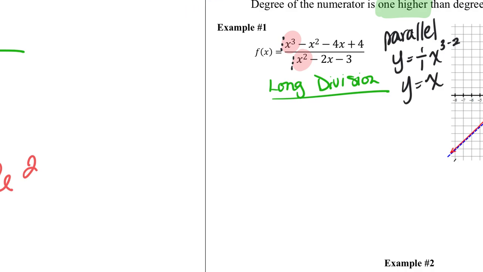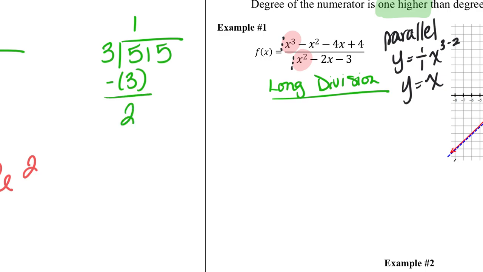If I had, let's say, 3 divided into 515. Well, old school math would say, how many times does 3 go into 5? Or what do I have to multiply 3 by to get a 5? I multiply by 1. 1 times 3 is 3. You take the difference of the 2. You get a 2. Then you bring down your next value. So you bring down the 1.